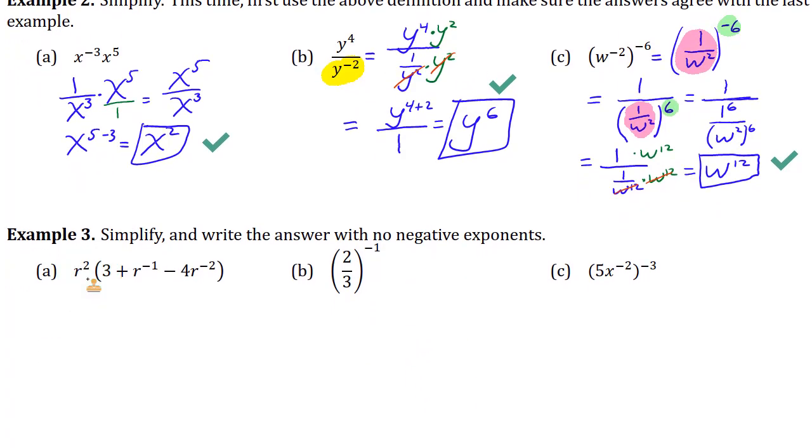The first rule that applies here is just the regular distributive rule, because you have 3 terms on the inside of the parentheses, and then something multiplied by that whole result. You can just distribute that r squared into all of this. So that's going to give you r squared times 3, plus r squared times r to the negative 1, then minus, I'm going to write this as 4 times r to the negative 2, and then that times r squared. So just multiplying each of these terms by r squared.